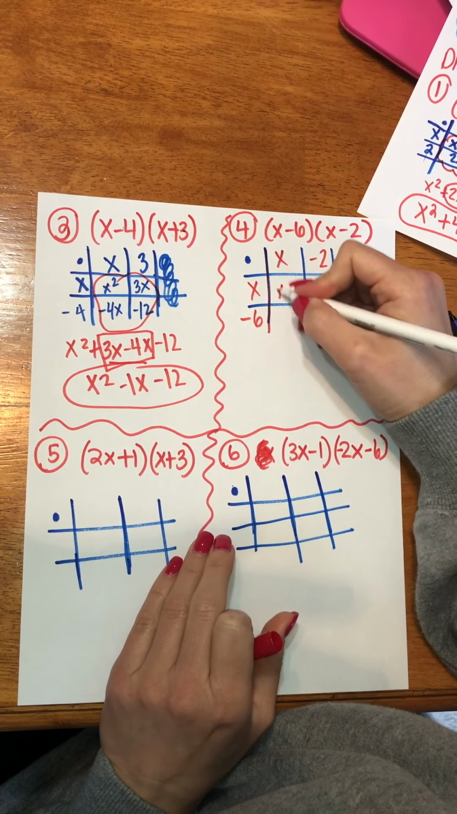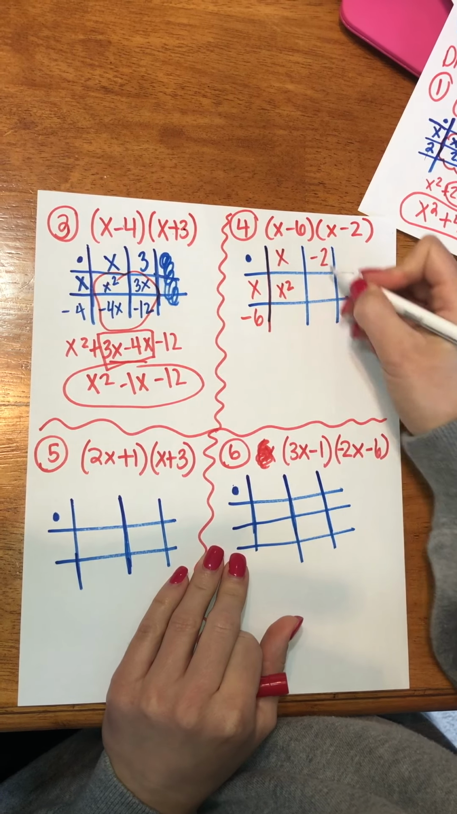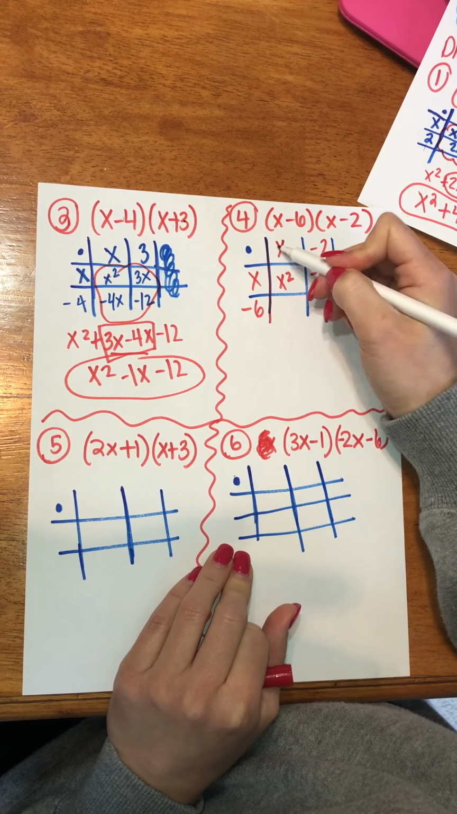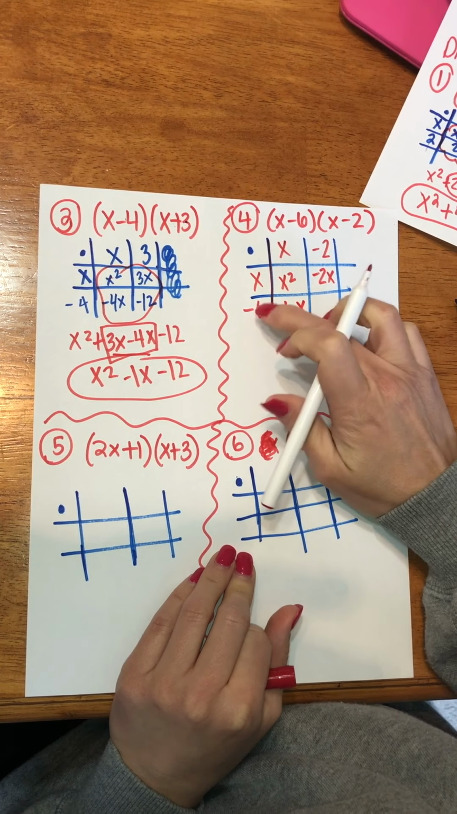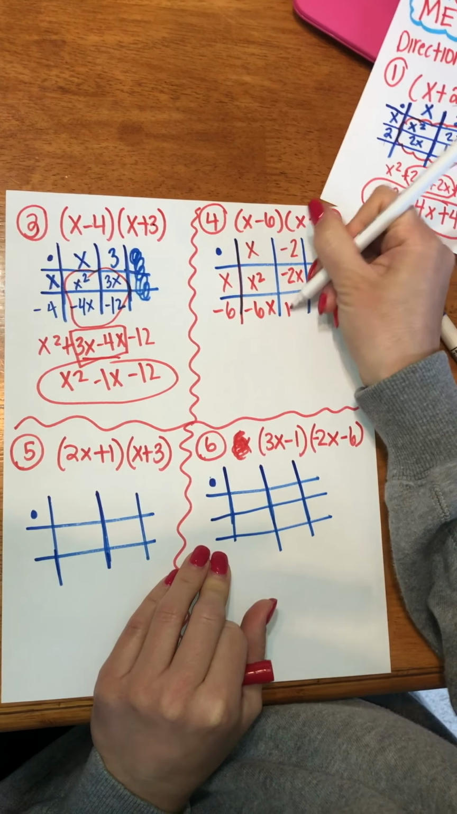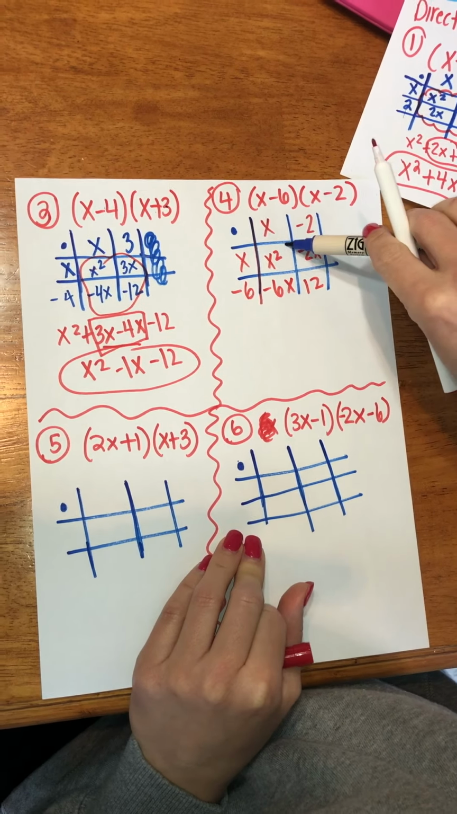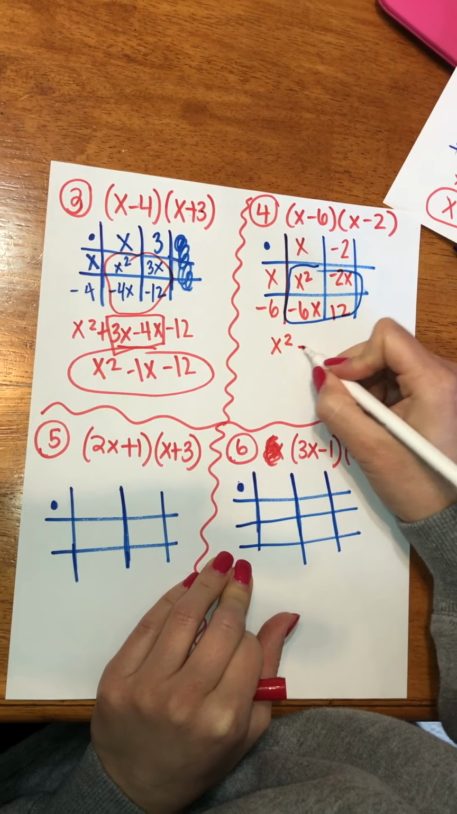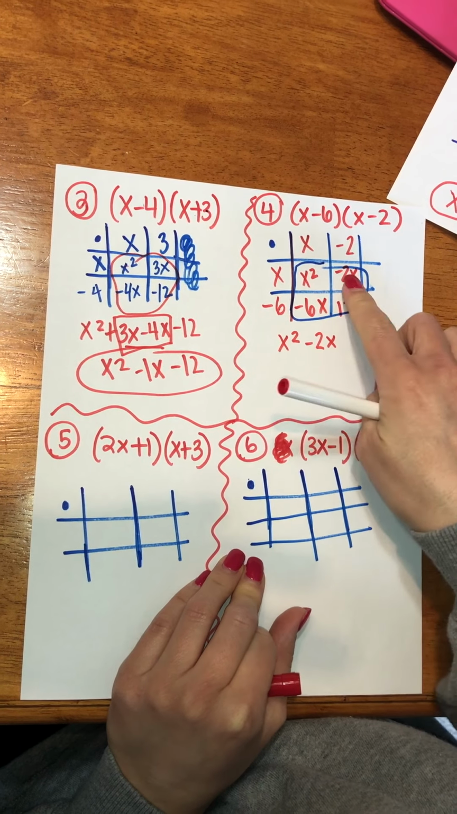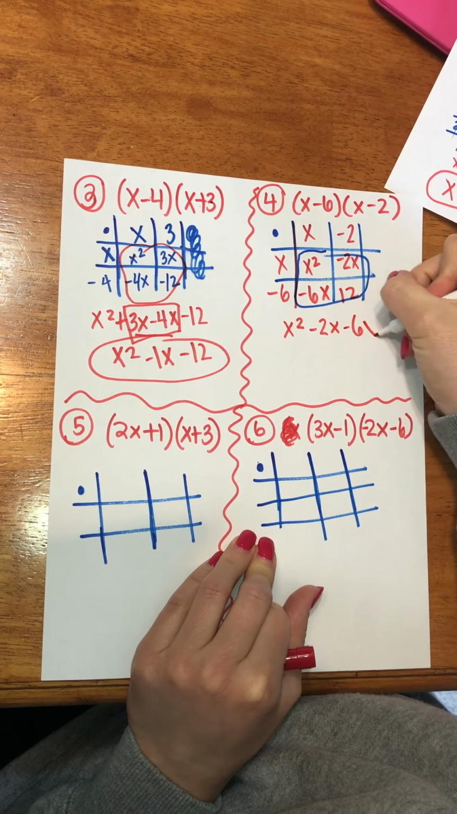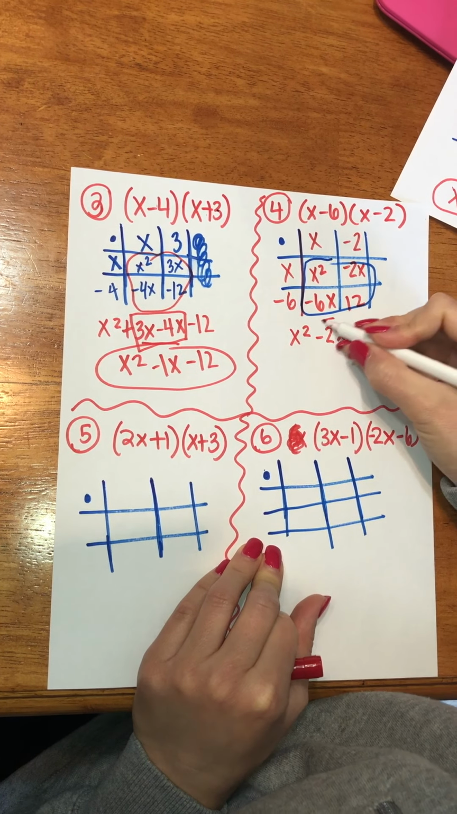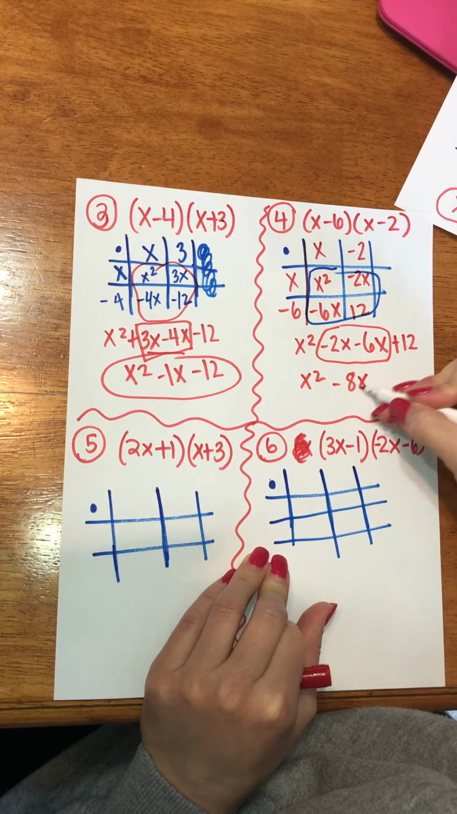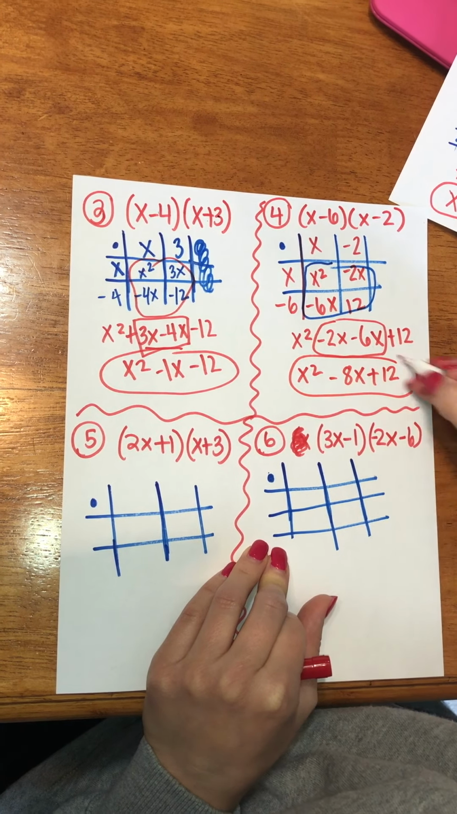X times x is x squared. X times negative 2, negative 2x. Negative 6 times x, negative 6x, and then negative 6 times negative 2 is 12. Take these four things and put them together. X squared minus 2x. I did these two first, now I do these two. Minus 6x plus 12. Put these two together. X squared minus 8x plus 12.